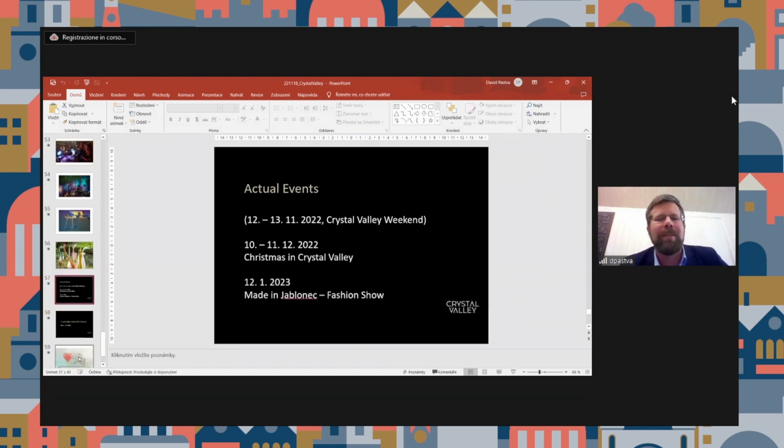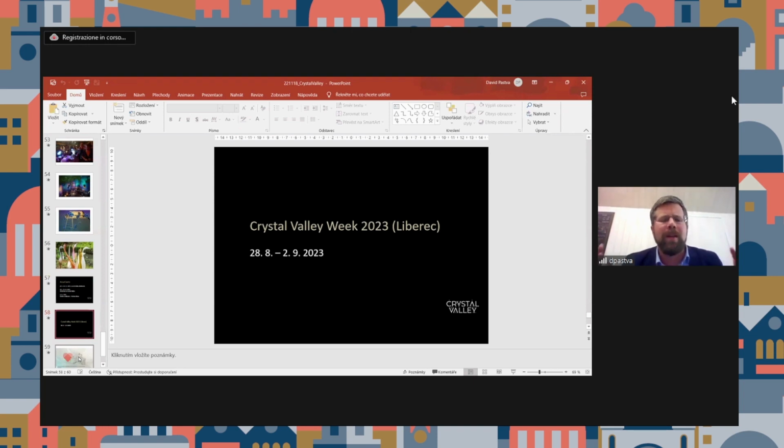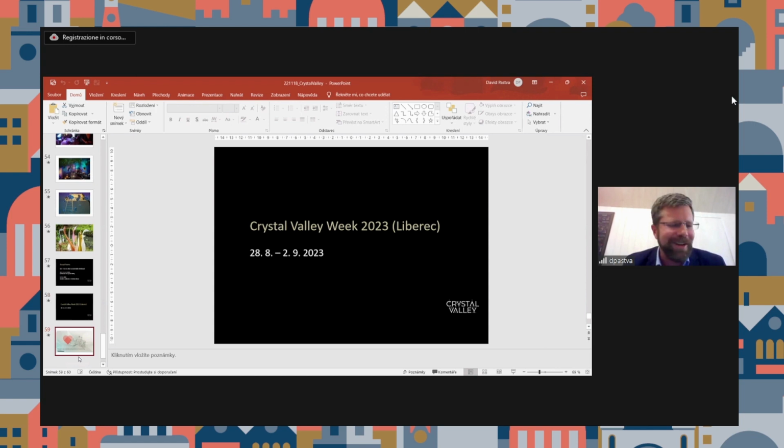And we have also some actual events which are mostly arranged in a way that we invite visitors to open glassworks. One of them will be at the beginning of December, the so-called Christmas in Crystal Valley, open gates at our producers. And for example, in January, Made in Jablonec, which is a fashion show showing the new collection of fashion jewelry. And next year we will hold our Crystal Valley Week in Liberec at the end of August, so please feel welcome in Liberec at the end of August.